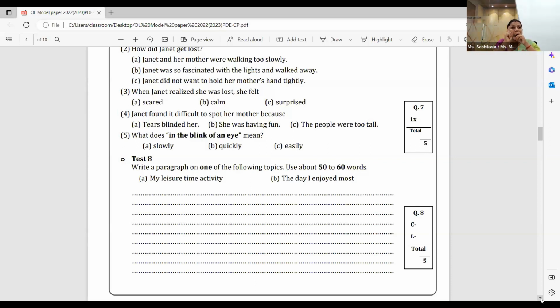So you have to remember, write a paragraph means one paragraph and one topic. You have to keep it to 50 to 60 words. Don't exceed more than 60 words. Don't write less than 50 words.